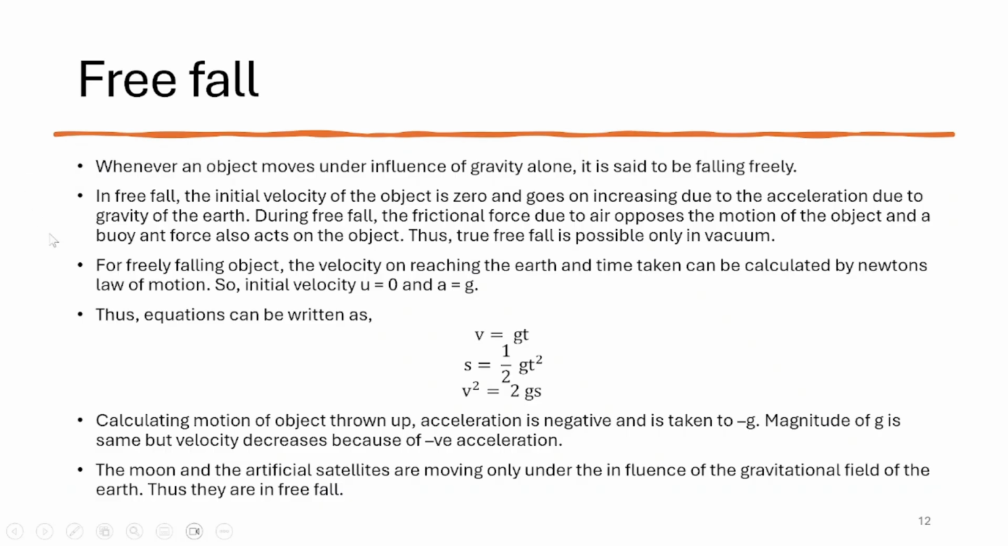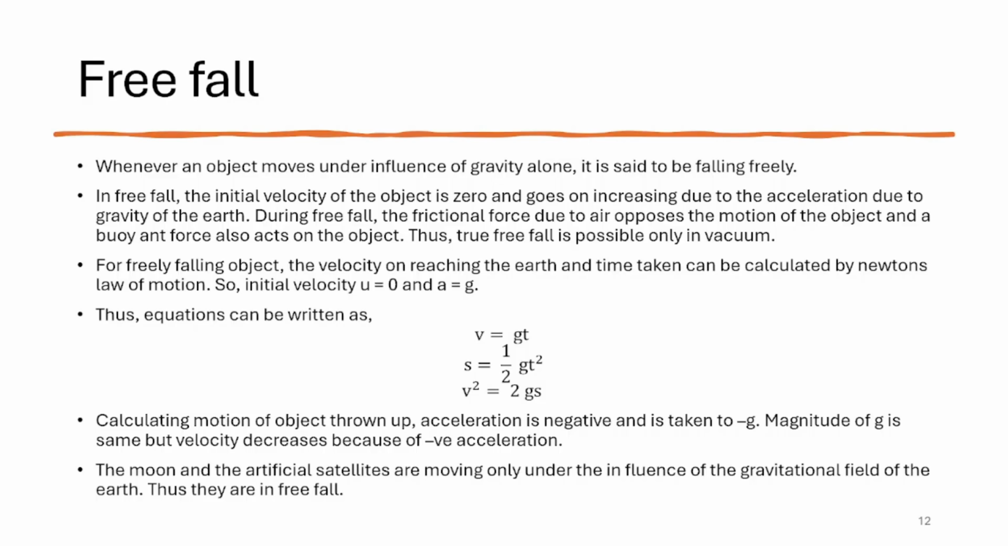Now free fall. Whenever an object moves under the influence of gravity alone, it is said to be falling freely. In free fall, the initial velocity of the object is zero, then it will keep increasing due to the acceleration due to gravity of the Earth. And during free fall, there is some frictional force which will oppose the motion of the object. It is called a buoyancy force, or you can say frictional force. So true free fall is only possible in a vacuum.